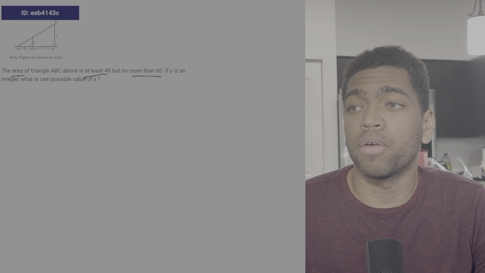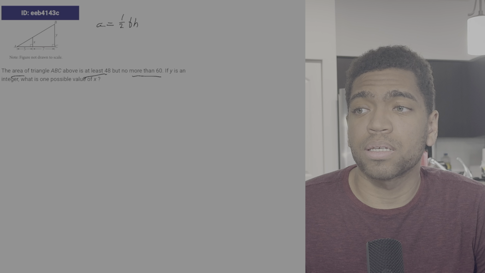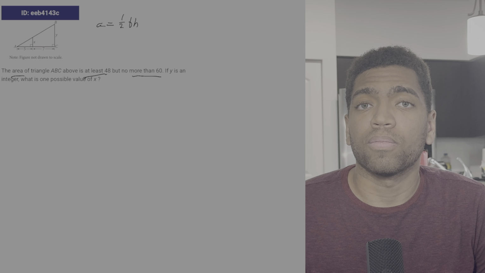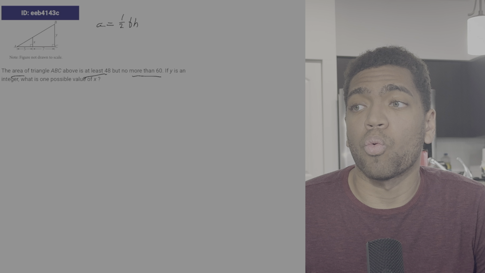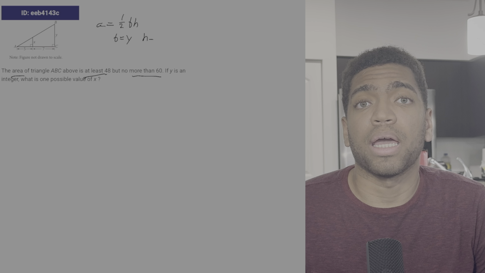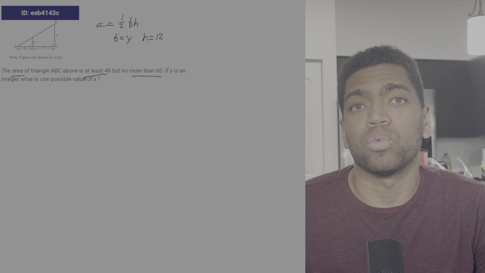So the area of a triangle, we know the formula for the area of a triangle is 1/2 base times height, and we know that that value is greater than or equal to 48, but less than or equal to 60. Here, our base is going to be y. For triangle ABC, our base is going to be y, and h, our height, is going to be 12, with 5 plus 7, which gives us 12.